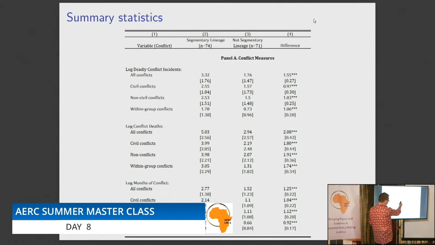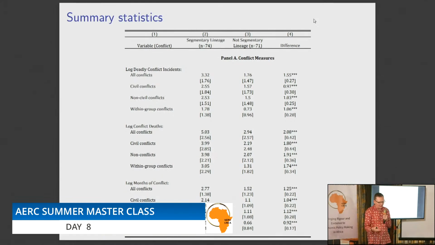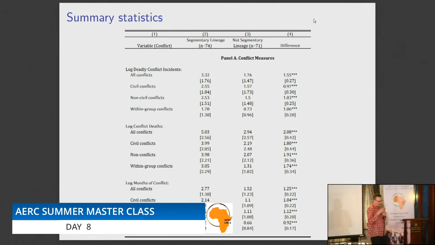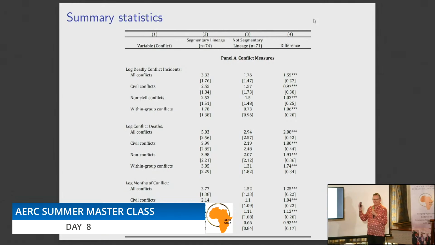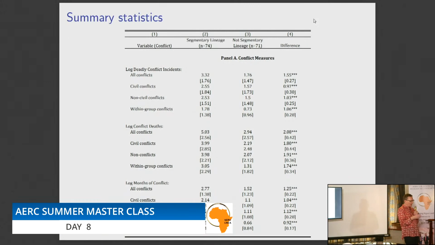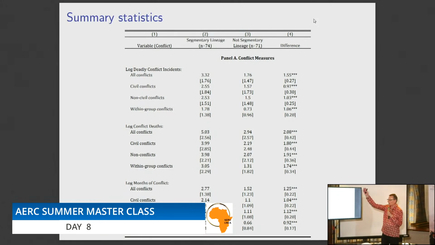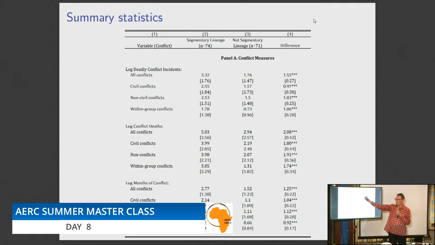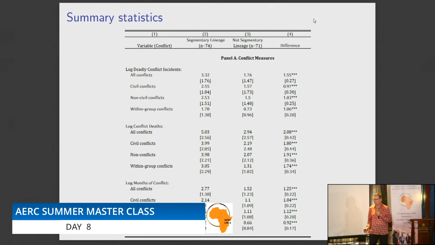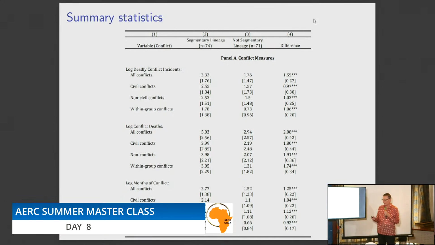So here's the average for segmentary lineage, and here's the average for societies that we could convincingly classify as non-segmentary lineage. And what you see is, it doesn't matter what measure of conflict you take from ACLED, intensity, duration, fatalities, they code different sorts of conflict, like conflict against the state or within-society conflict. Whatever way you look at it, conflict is much higher in the places we coded as segmentary lineage societies than in non-segmentary lineage societies.